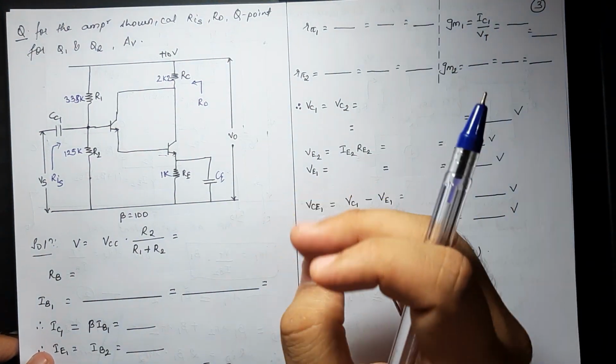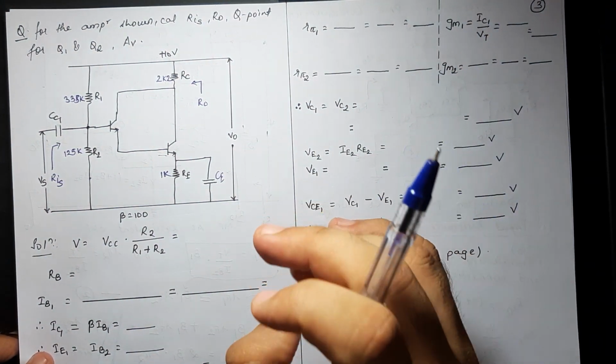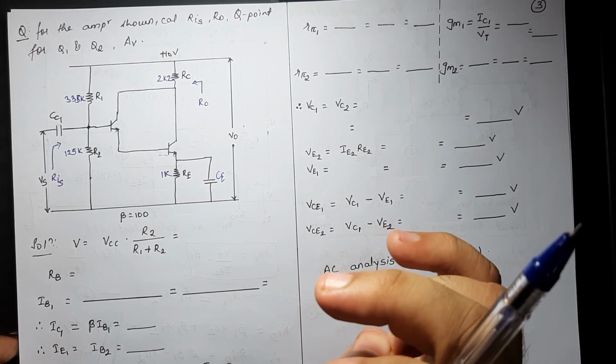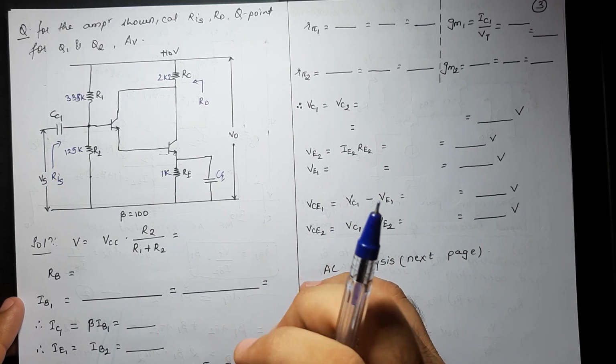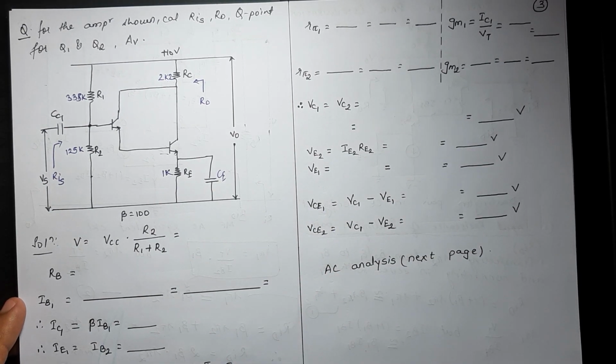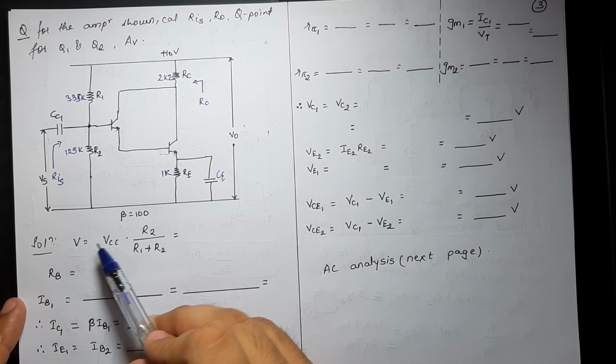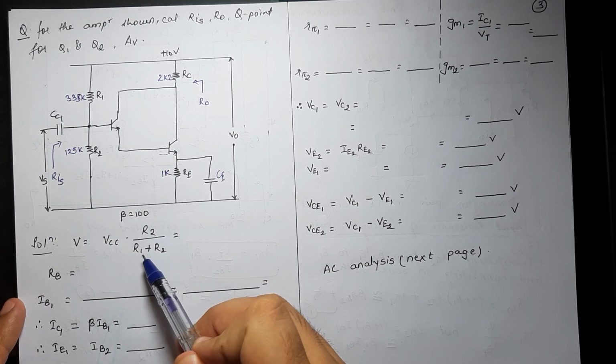I would expect every one of you to have your calculator in your hand right now. Yes? If not, please do pause the video right now and verify the values with me, and do let me know if I have made some mistakes. Now, the value of V is given as VCC into R2 upon R1 plus R2.